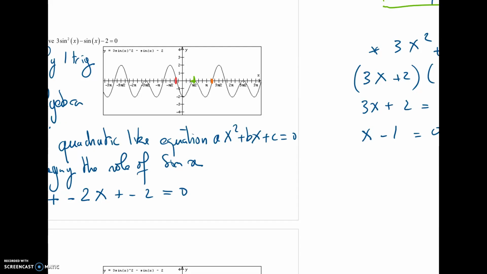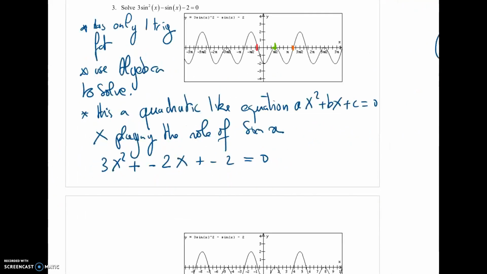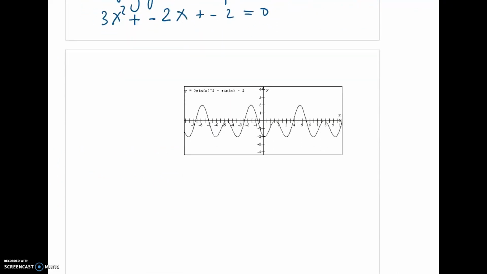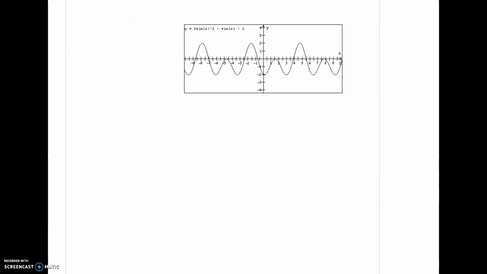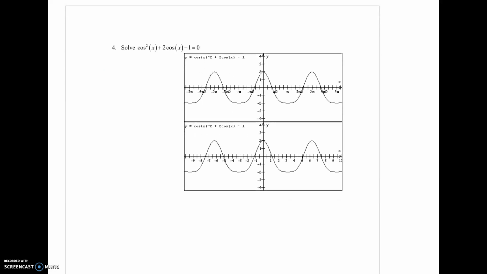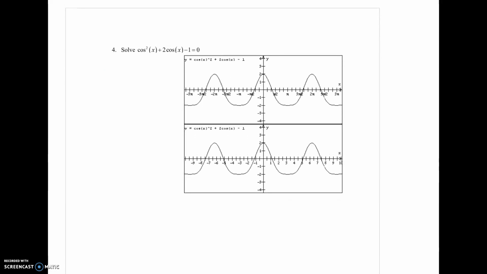All right, so let's try to do the next one. Problem number 4. All right, guys, so on this problem number 4, solve cosine squared x plus 2 cosine x minus 1. I'm going to let you do that by yourself. And I will ask you some questions regarding this problem on the head puzzle. So I will let you do this one, as well as problem number 5.